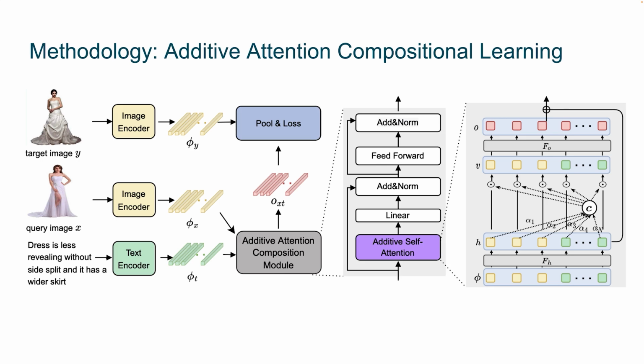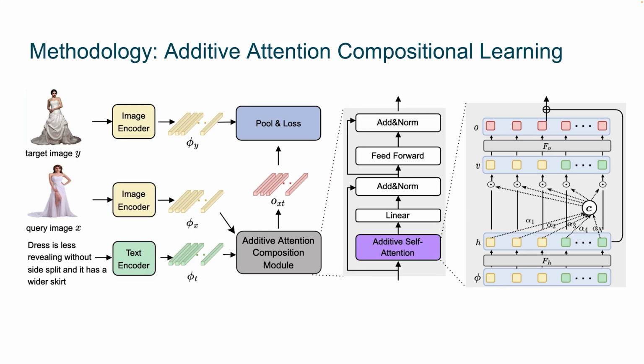This figure presents the overall architecture. Given the source image and the text feedback as the input, we employ a Swin Transformer to capture the image representation and a DistilBERT to encode the query text. With the image and the text representations, we use the additive attention composition module to fuse the multimodal features. It consists of multiple blocks to perform the feature fusion.